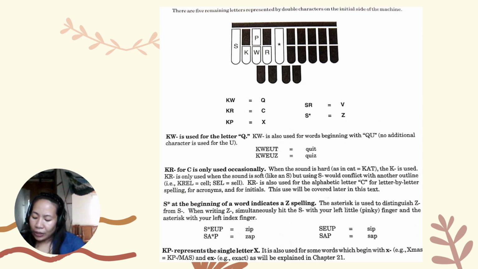Well, KP actually represents the single letter X. It is also used for some words which begin with X. For example, the word Christmas or Xmas. We just press KP, and then next would be MAS. So that's Christmas. And for EX, for example the word exact, it will be explained in chapter 21.